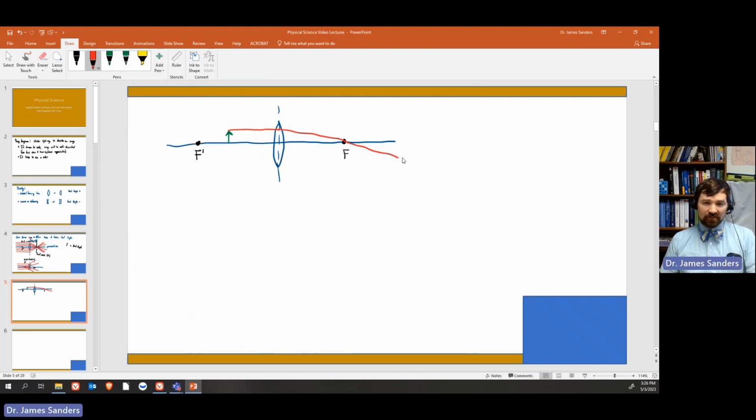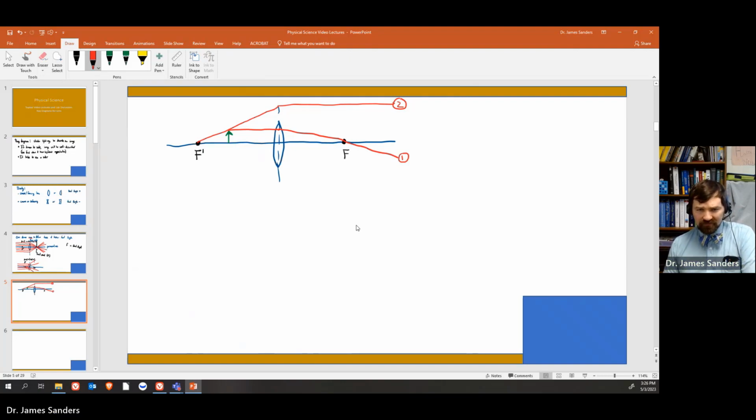So let's call this one ray number 1. It starts at the tip of the arrow, parallel to the axis, and goes through the focal point. Okay, that's ray 1. Ray number 2 needs to start from basically the F prime focal point and go through the top of my object. That's going to hit this axis right here, and it's going to deflect in such a way that it's parallel to the principal axis. So this is now parallel to my principal axis.